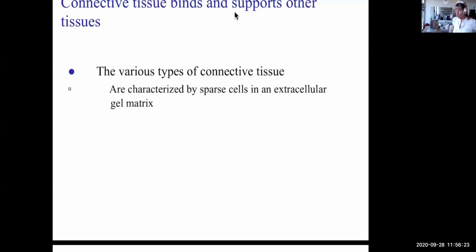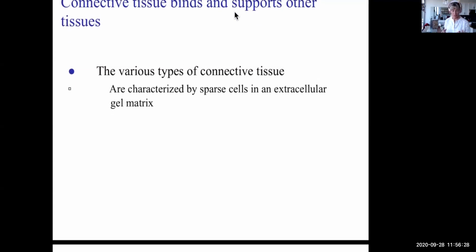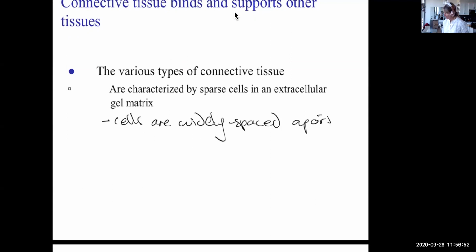The second kind of tissue I'd like to cover is connective tissue. Connective tissue is generally characterized by sparse cells in an extracellular gel matrix or some kind of extracellular matrix. So the cells are widely spaced apart, generally. That distinguishes them from epithelial tissue.